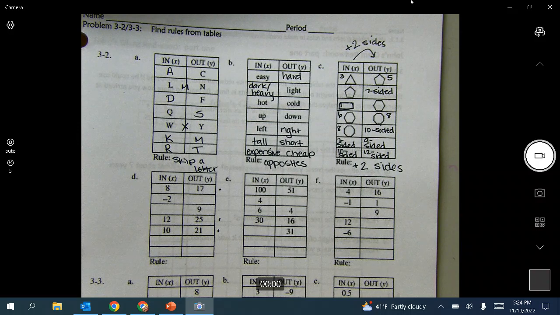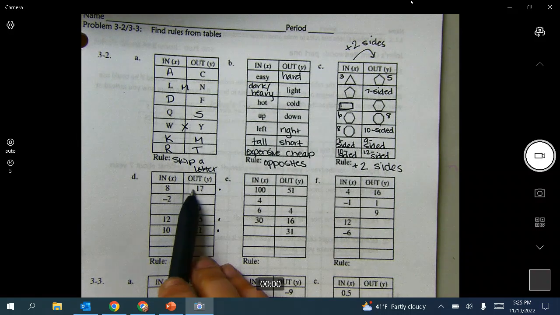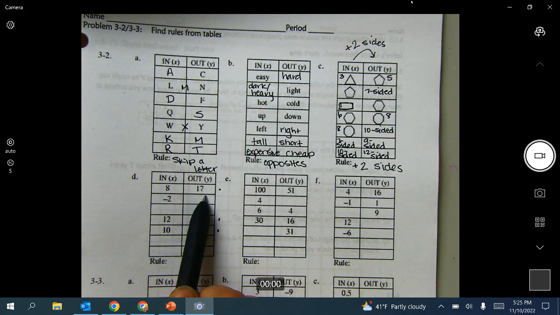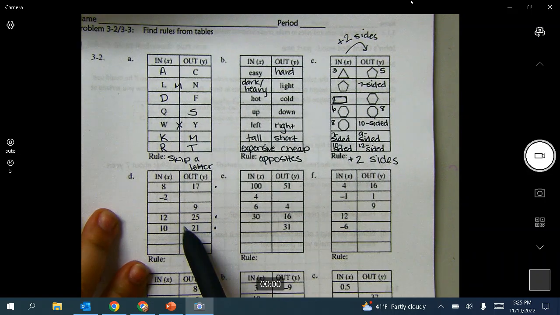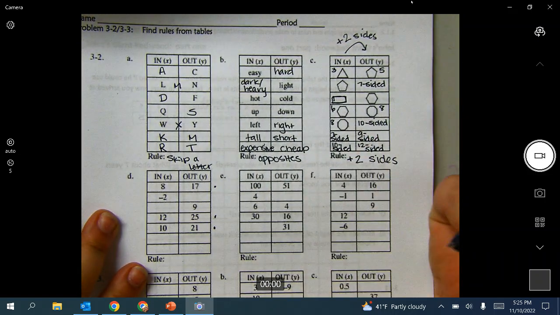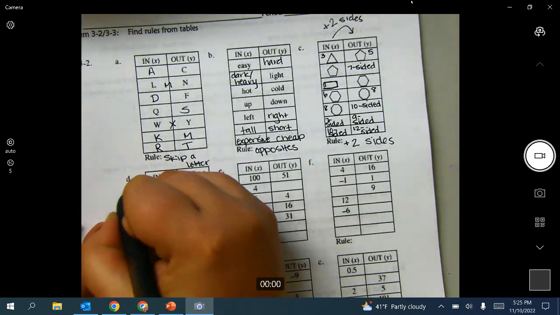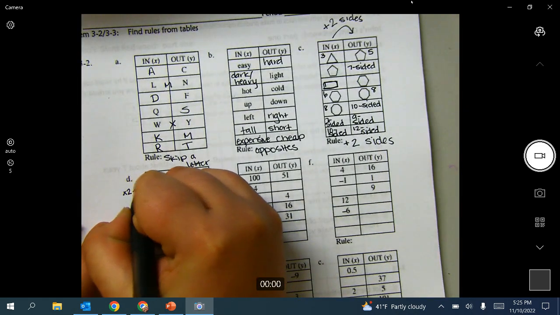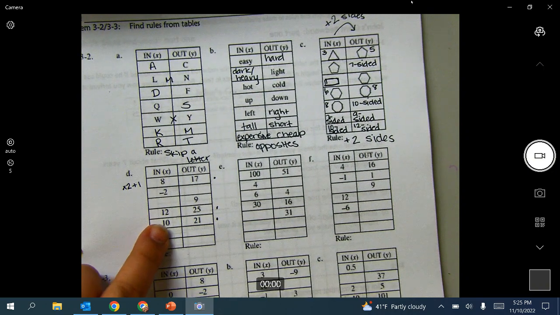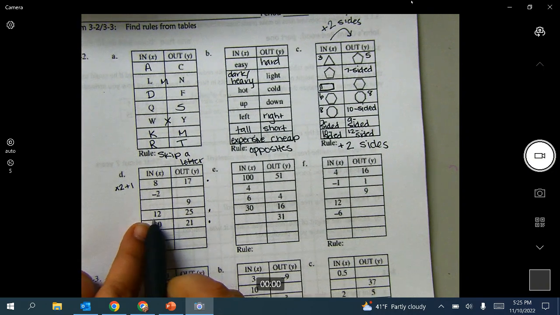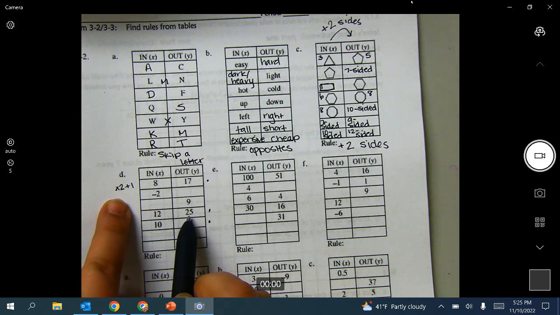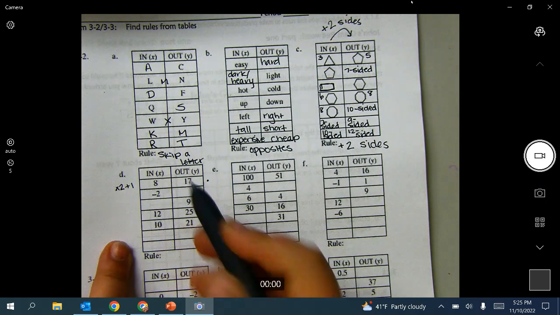I know that 8 times 2 is 16. So potentially my rule here could be times 2 would give me 16, and then plus 1 would get me to 17. Okay, so let's look at these other 2 clues to see if that works for those as well. Okay, so I'm saying times 2, then plus 1. All right, so let's look down here at 12. 12 times 2 is 24, plus 1 gives me 25.